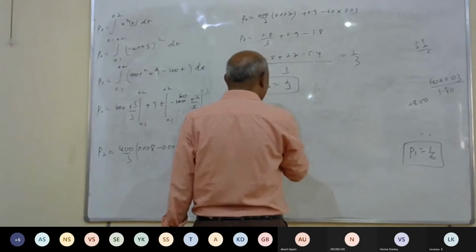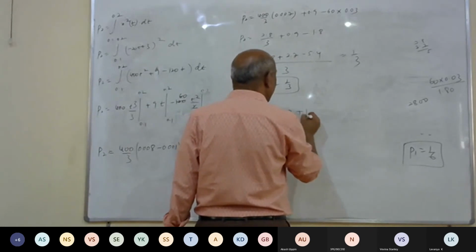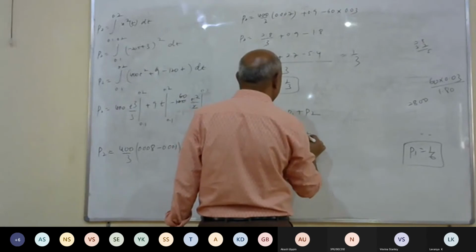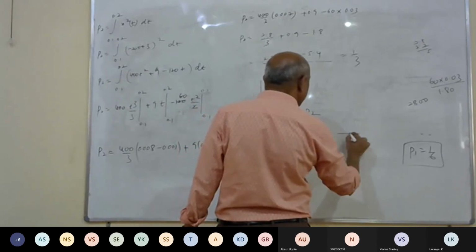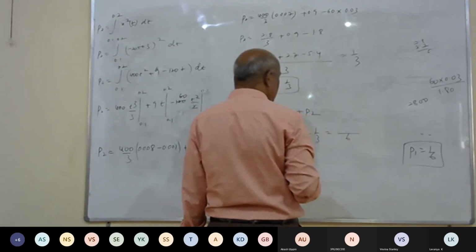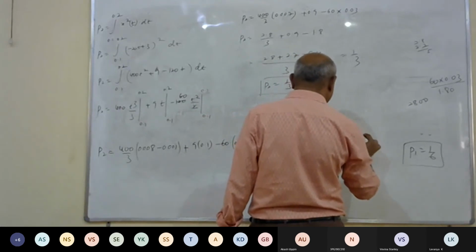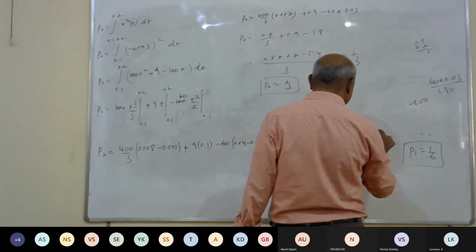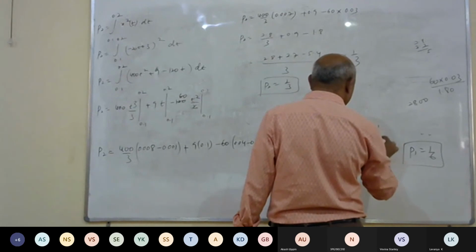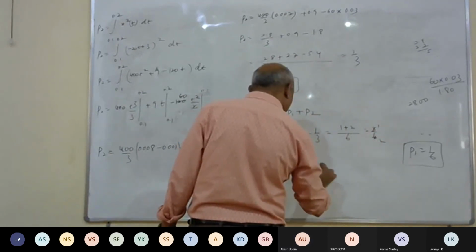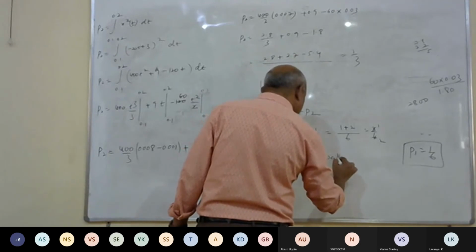What is the total power now? Total power is P1 plus P2. P1 you have got 1 by 6, P2 is 1 by 3. Here LCM is 6. Answer you have 1 plus 2, 3 by 6. Total power is 1 by 2 watts.